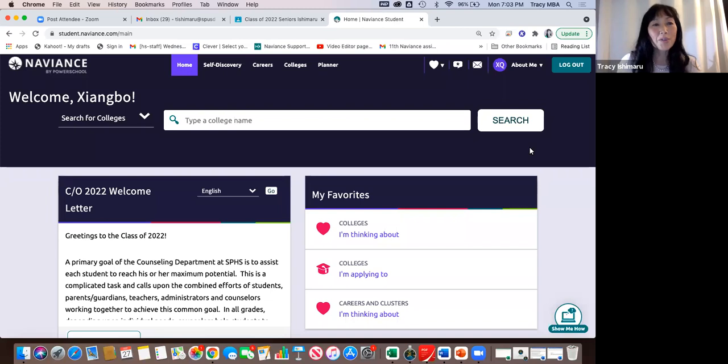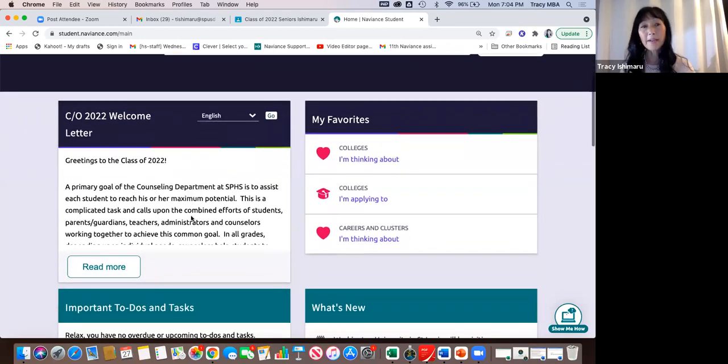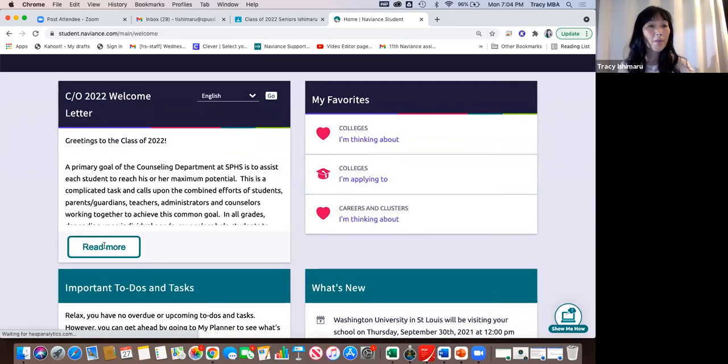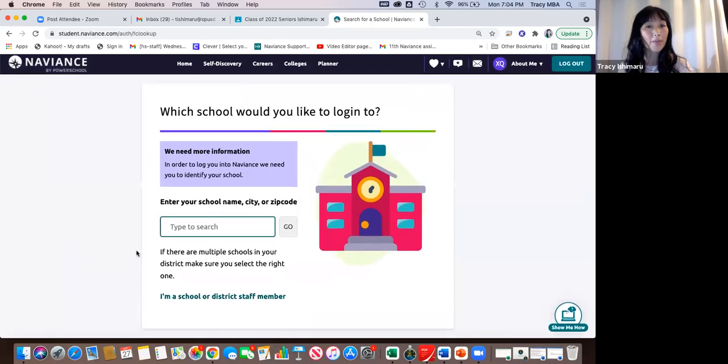Okay, so this is an example of the home screen for a student. You would be able to see that for your own individual child. If you can see up there on the top, on the home screen, we have a couple of things. Number one, we have our welcome letter there. You can go ahead and read that, or your child can go ahead and read that.